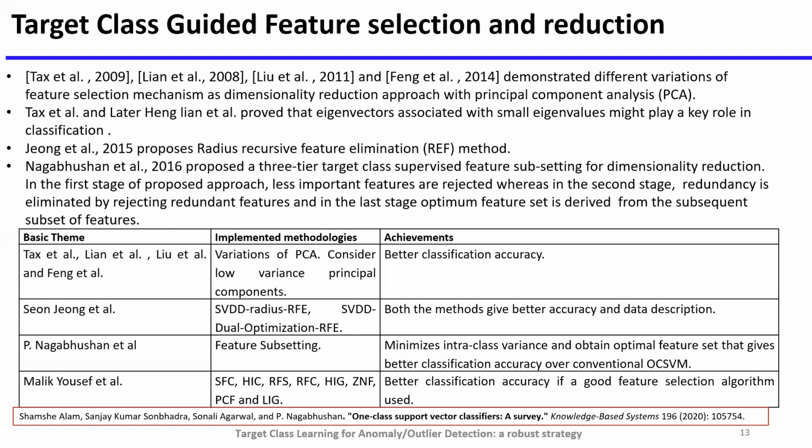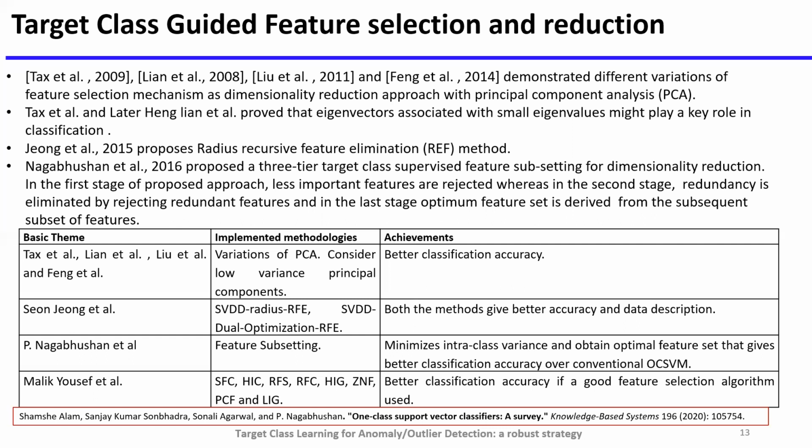In 2016, Nagabushin ETL had proposed a three-tier target class supervised feature subsetting technique, where in the first stage, the primary objective was to eliminate the features, and in the second stage, the redundancy is eliminated by rejecting redundant features, and in the last stage, the optimal feature set is derived from the subsequent subset of features. So actually, in case of static class guided feature selection and reduction, not too much work has been done.